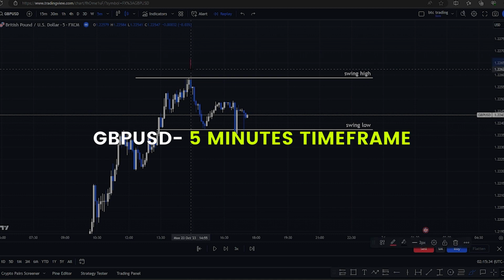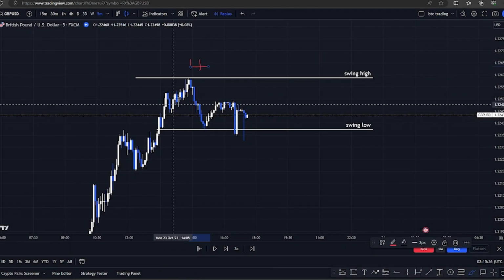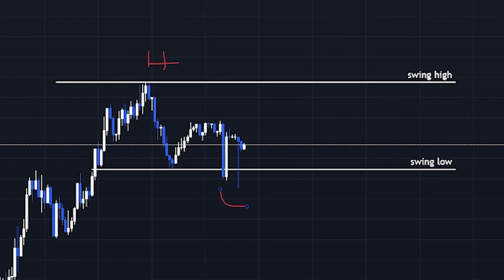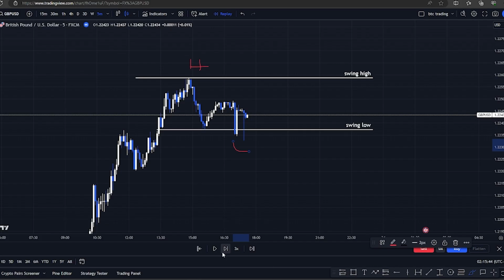So here is the GBP USD chart on the 5 minute, this being the swing high, this being the swing low. So let's see which liquidity gets purged first and we have a trade. So let's move it forward.